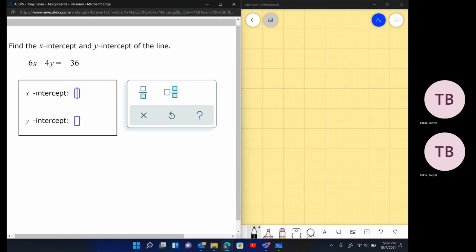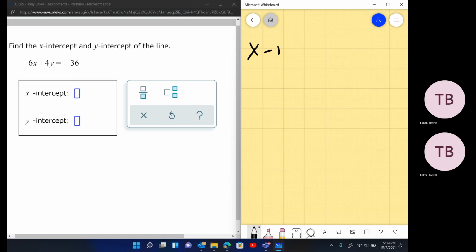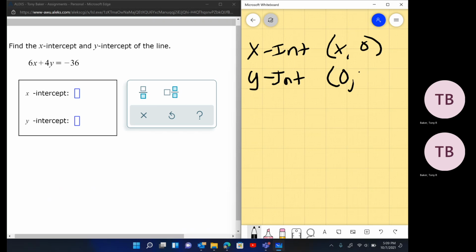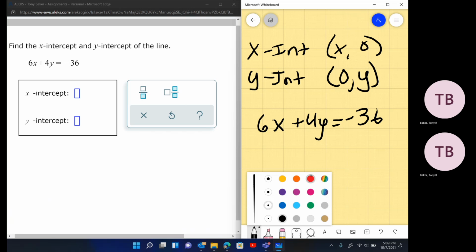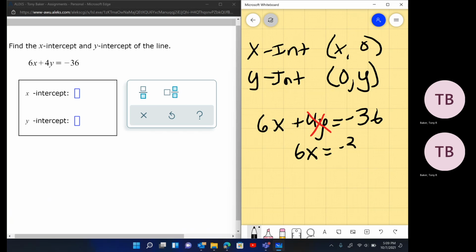All right. So to find the x and the y-intercept, my x-intercept is written as the x value and then 0 for the y. And my y-intercept is 0 for the x and then y. So to find my x and y-intercept, I'm basically just going to plug 0 in for the other one. So for my x-intercept, I'm going to do 6x + 4y = -36. I'm going to just eliminate the y. So I have 6x = -36. So x = -6. So to find my x-intercept, I just get rid of the y.